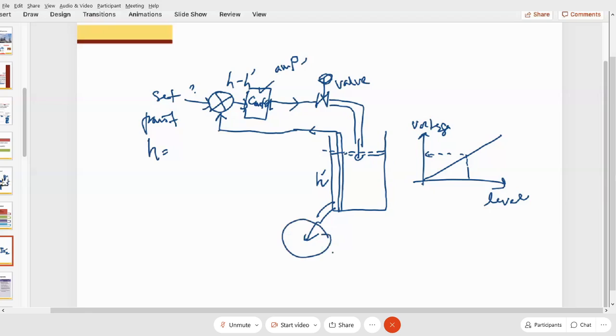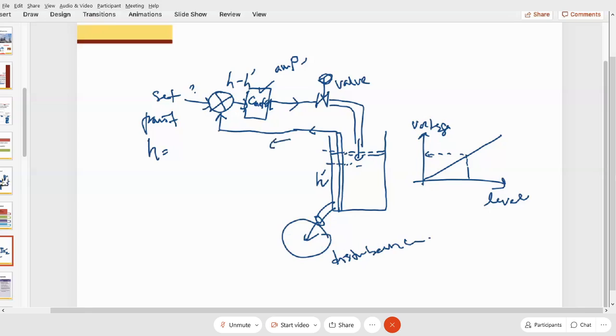So any disturbance, this one we call disturbance. Somebody takes water flow out from this tank. Somebody disturbs this level. So now the sensor will measure what is the current status of your water. We send the signal to the system.